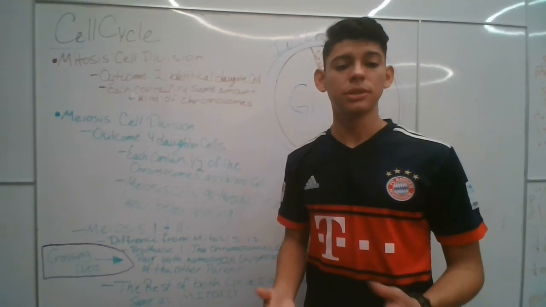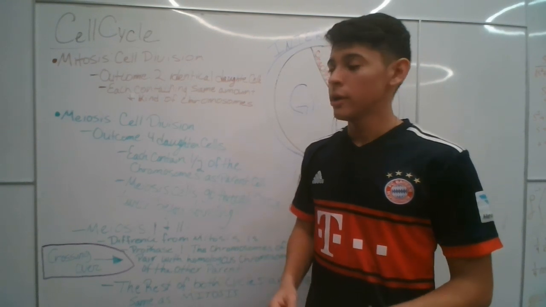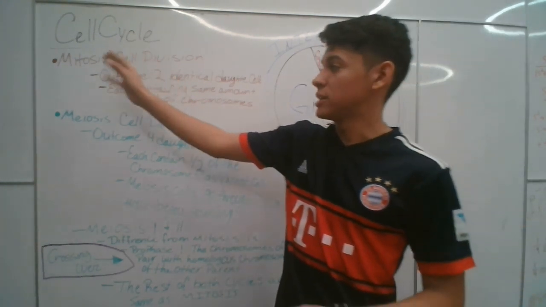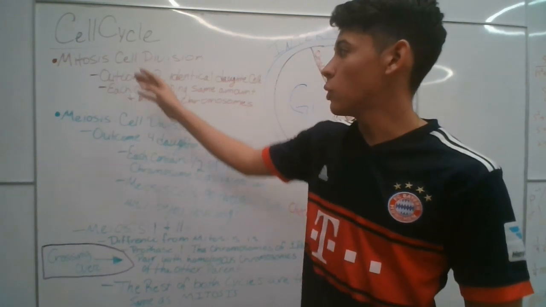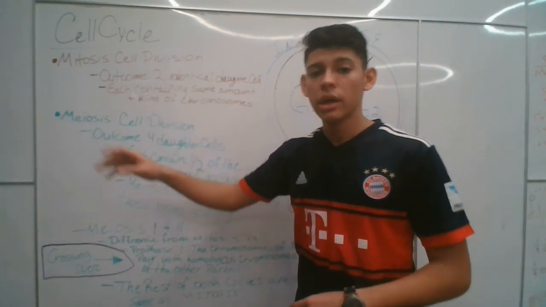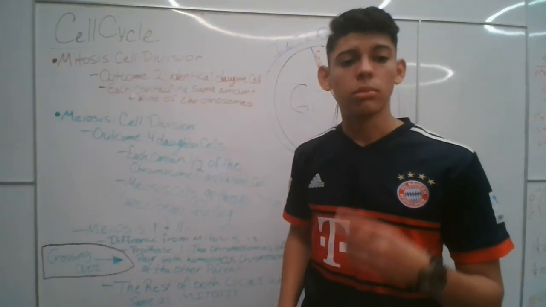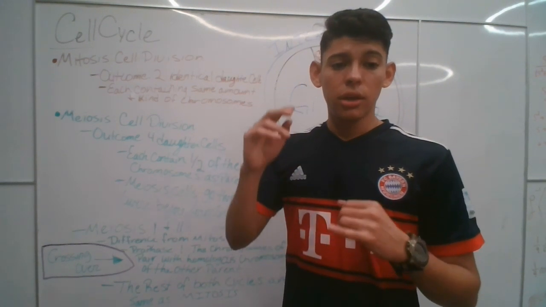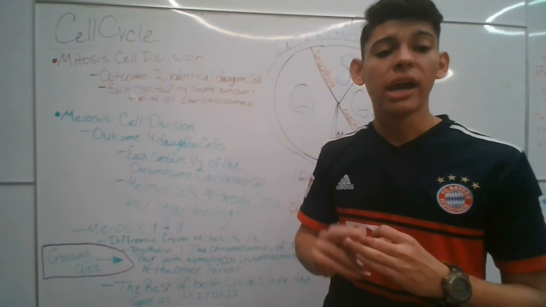So the cell cycle's purpose is to reproduce more cells. In that case, we have mitosis and we have meiosis. These two are two types of cell divisions. In mitosis, we have an outcome of two daughter cells, each containing the same amount and the same type of DNA as the parent cell.